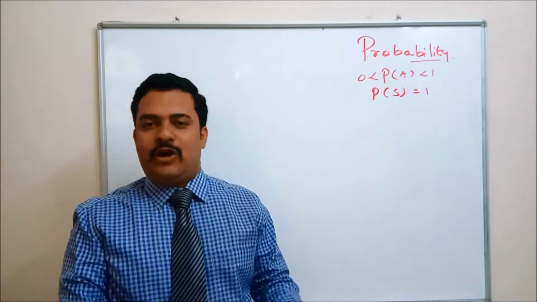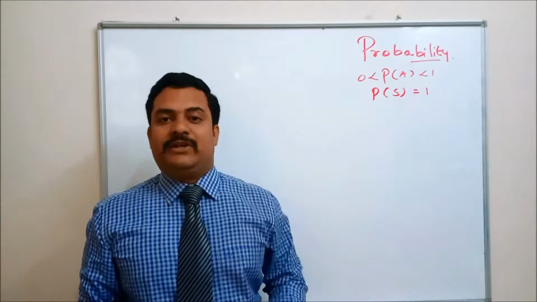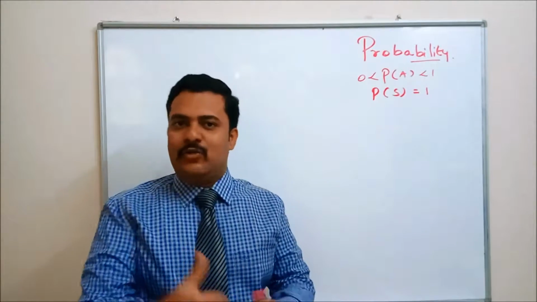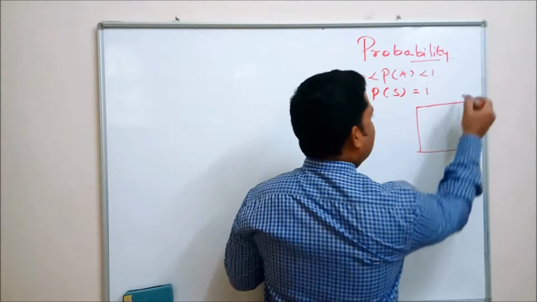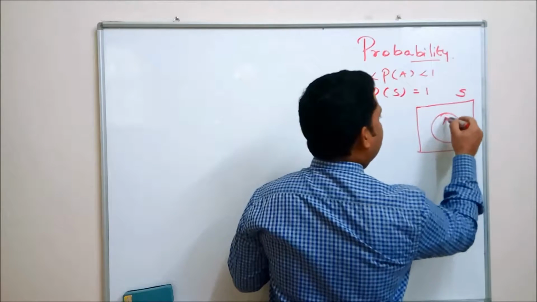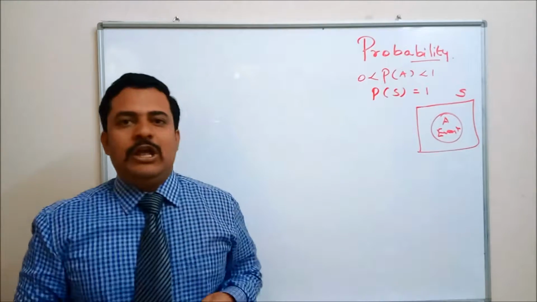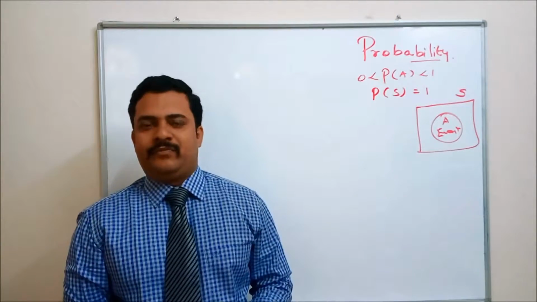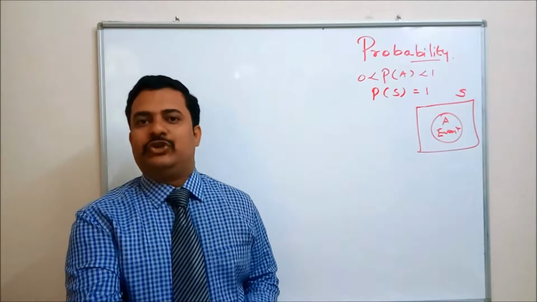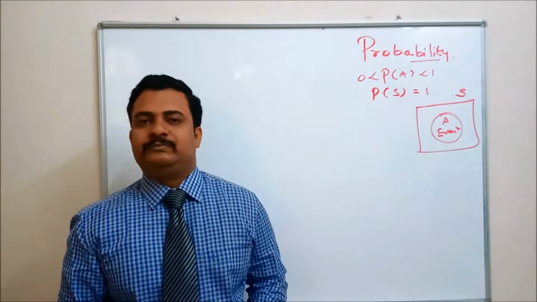See, S is what we call the sample space and A is what we call the event. So what is the event and what is the sample space? Suppose this is your sample space and this will be your event A. The sample space is the set of all possibilities and the event is the one which you want. That is the required outcome, your favorable event.